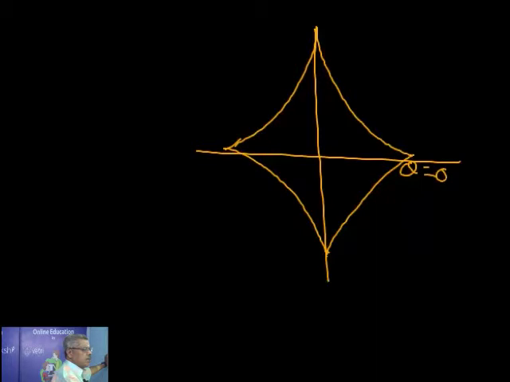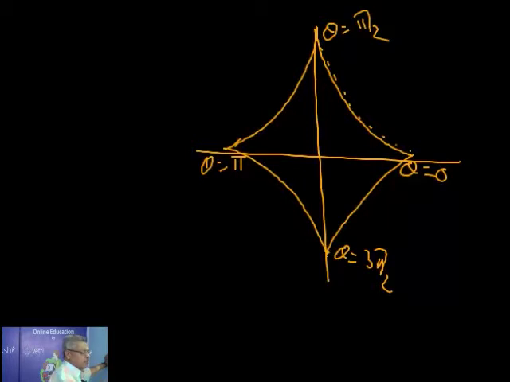automatically here theta is equal to 0. Here theta is equal to pi by 2. Here theta is equal to pi. Here theta is equal to 3 pi by 2. Again, by varying theta, you get various points on the curve. Theta 0 to pi by 2, you get these points. Pi by 2 to pi, you get these points. Pi to 3 pi by 2, you get these points. 3 pi by 2 to 2 pi, you get these points.